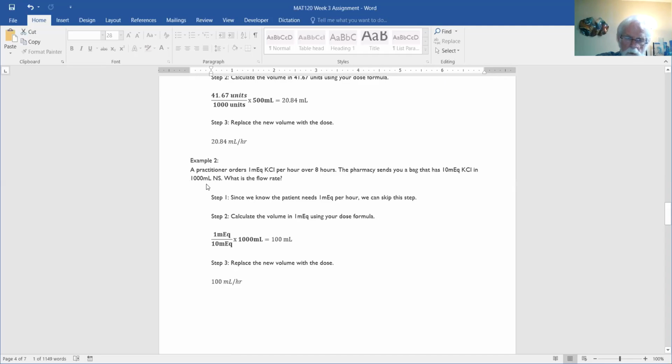And the volume, the quantity is 1,000 milliliters. So again, dose prescribed, 1 milliequivalent. Dose on hand, 10 milliequivalents. Note, milliequivalents disappear. So we don't care what a milliequivalent is. Right? They disappear. And then we multiply that by 1,000. Well, 1 over 10 is 1/10, so times 1,000 is 100 milliliters per hour.